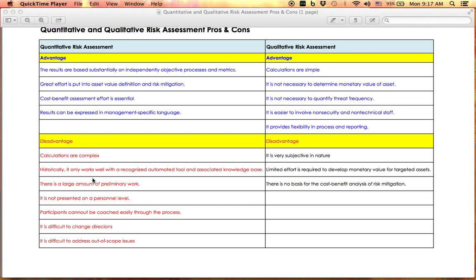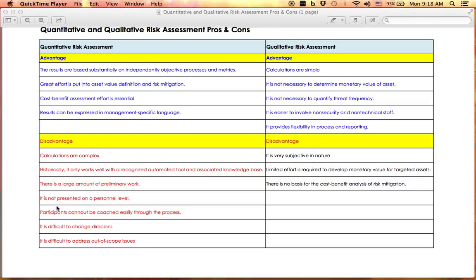And historically, it is about how we work well with recognized automated tools and an associated knowledge base. This is an area that we need to break down, where we need to identify the historical data recognized by the automated tool. And the third one is the large amount of preliminary work. We need to take a big amount of effort from the startup activity. So this is a disadvantage of the quantitative risk assessment.